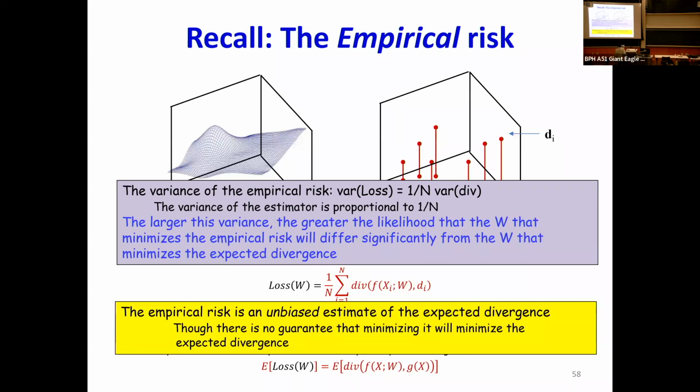The variance of the empirical risk, the variance of the loss, is going to be 1 over n times the variance of the divergence itself. This we just saw. So if the variance of the loss is great, it means your estimate is going to be unstable. What does this mean? If the variance of the loss is very large, it means that depending on the training sample that you chose, you're going to get a different answer. That's not a very trustworthy thing. You want the answer that you get to be reasonably independent of the training set that you chose. And so you want this variance to be small. Everyone with me? Okay.